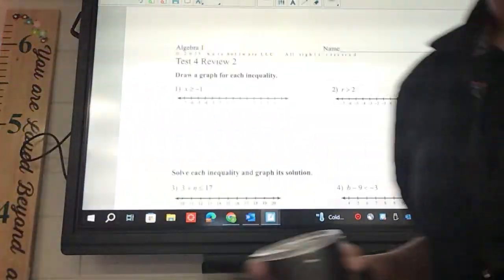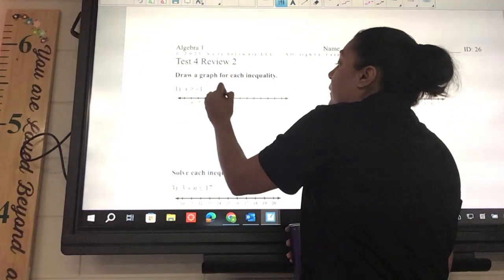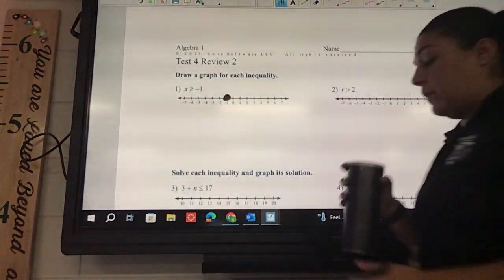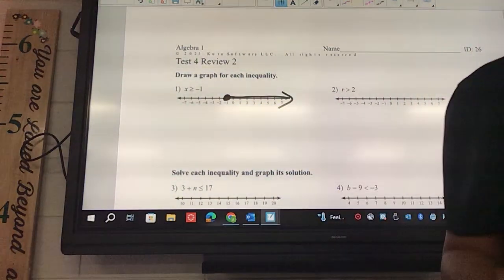Should that dot be open or closed? Closed. On the -1. Going which way? To the right.